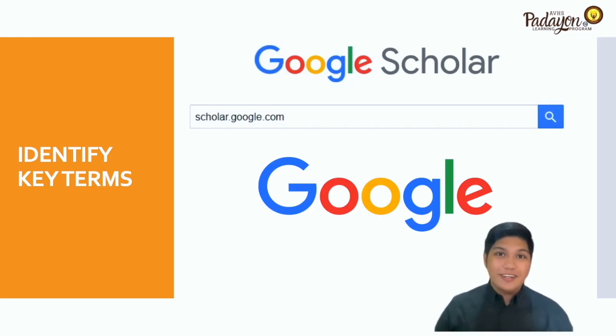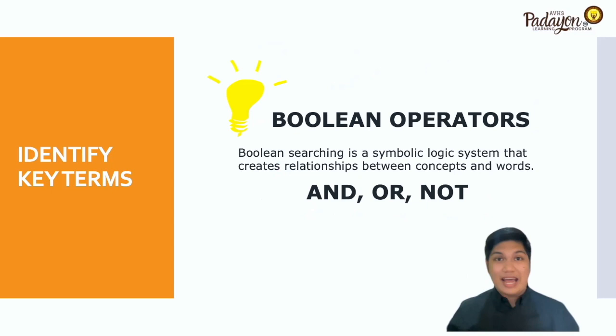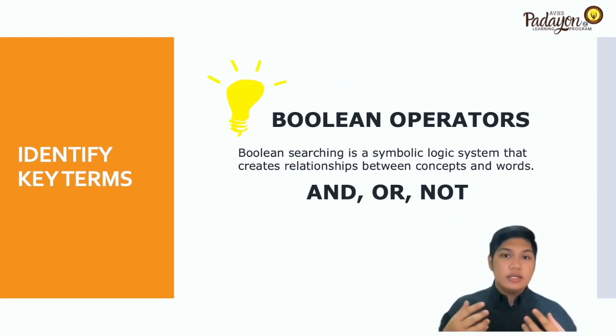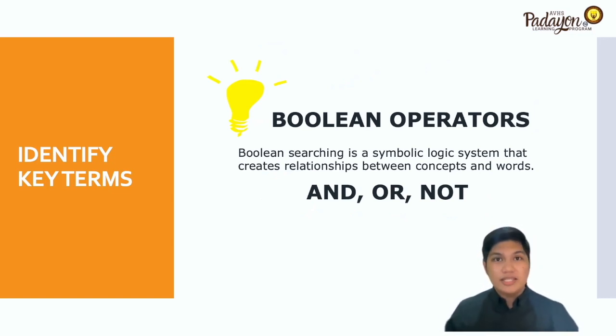So scholar.google.com. There are actually strategies for us to really understand whether we have enough resources for our research. There is what we call the Boolean operators. Boolean operators, or Boolean searching, is a symbolic logic system that creates relationships between concepts and words. Boolean operators is just a simple use of and, or, not. Okay? And, or, and not.